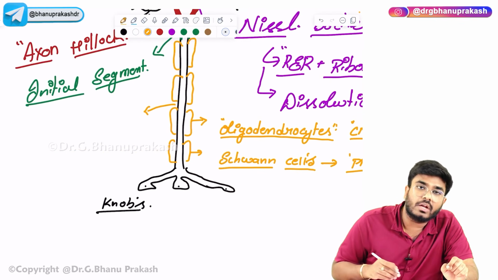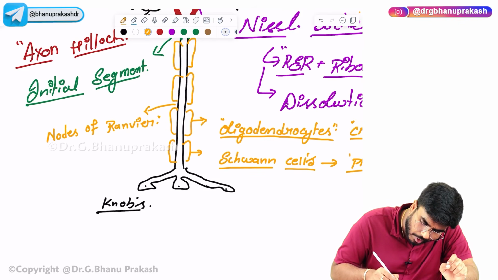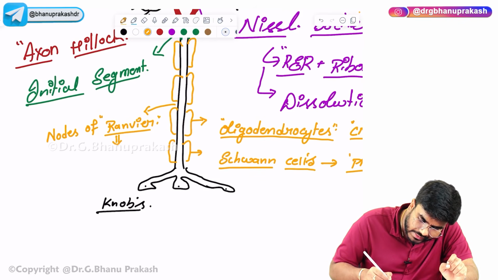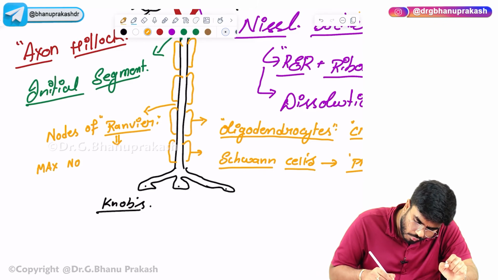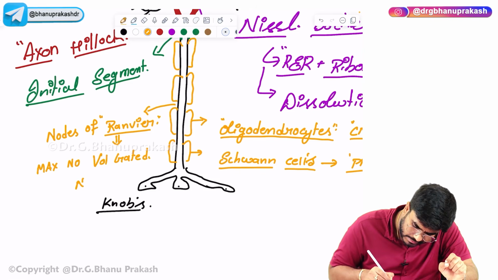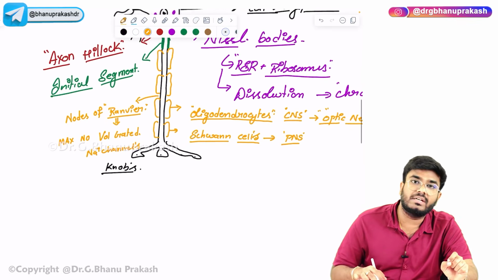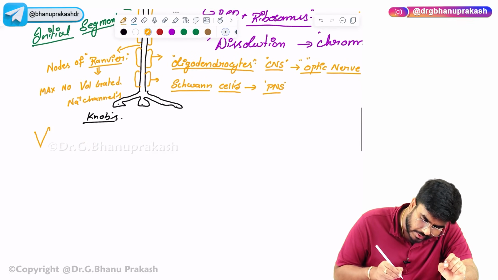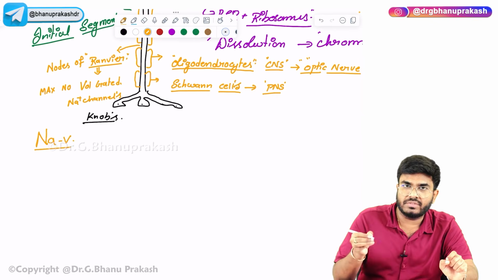Next, what are the gaps between these myelin sheaths? The gaps between these myelin sheaths are called nodes of Ranvier. What are the important points about these nodes of Ranvier? Nodes of Ranvier contain a maximum number of voltage gated sodium channels.